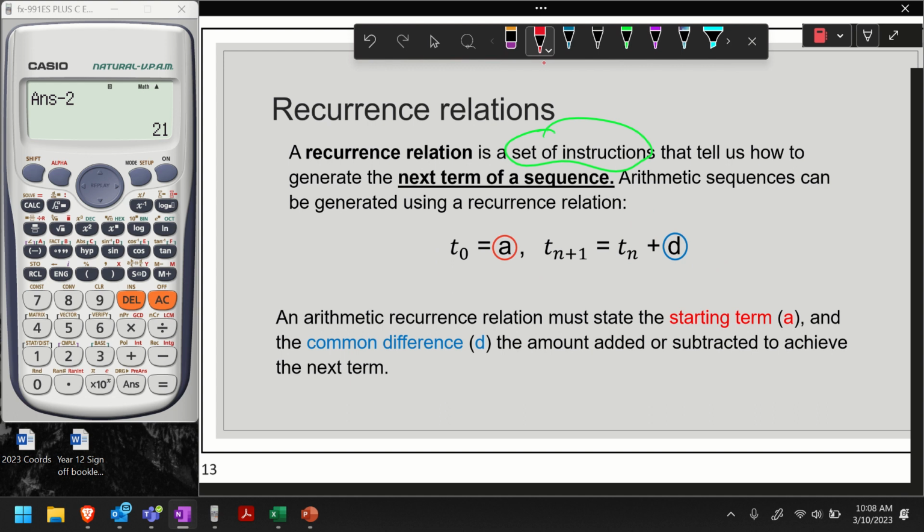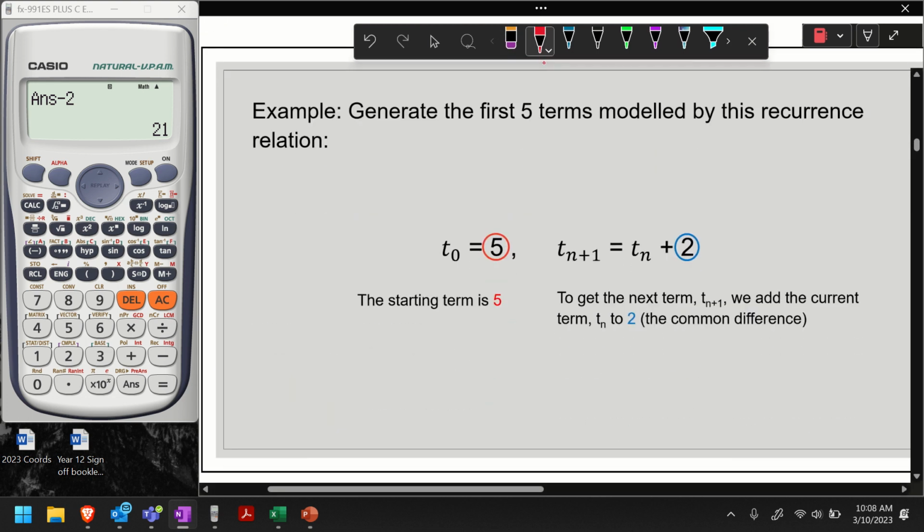It's not that hard. So in this recurrence relation, you'll see it as T0 equals A. So again, what's the starting number? And then Tn plus 1, which means to get the next term, because it's plus 1, next number, it's going to be whatever you have plus that common difference. All right, so let's actually put it to practice.